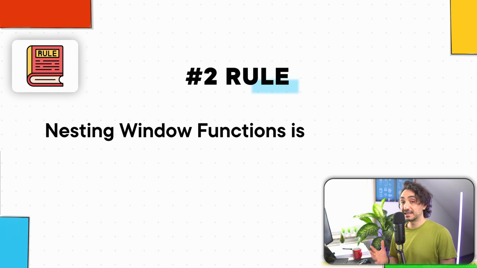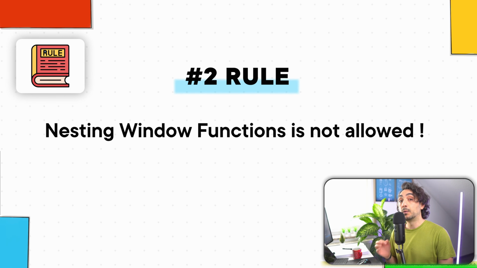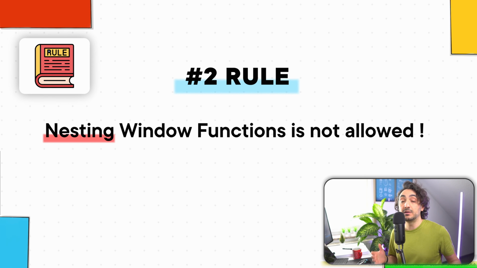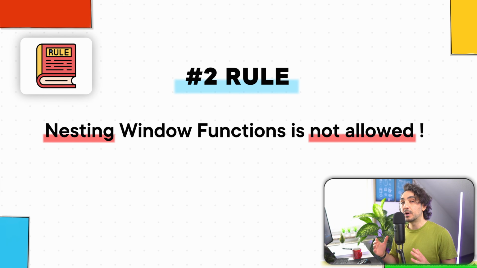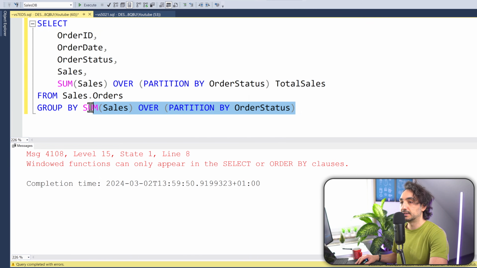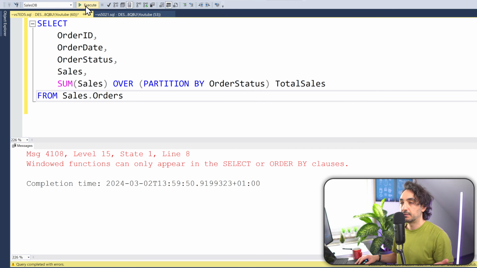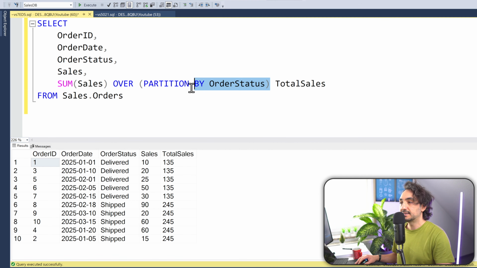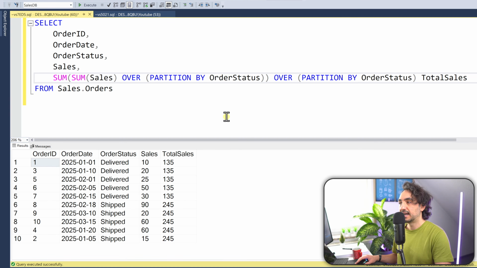Okay, now to the second rule: you cannot use window functions inside another window function. That means you cannot nest window functions together. Let me show you what I mean by that. So let's remove the group by. Now everything should be working. Let's copy the whole window function over here, and let's just nest it. So instead of sales, we now have a window function inside another window function.